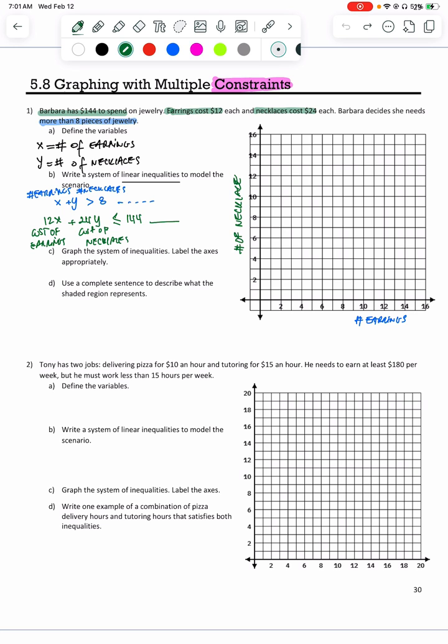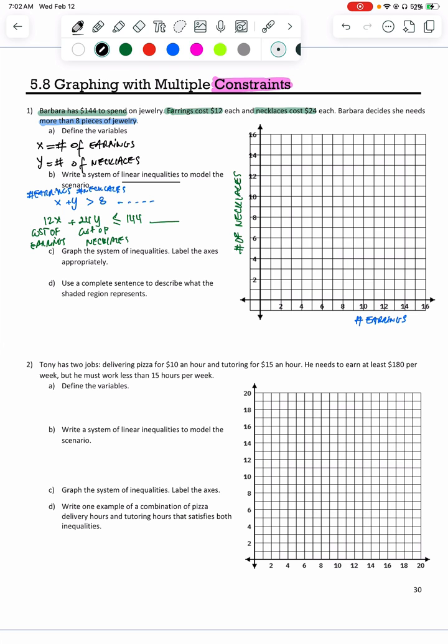Okay, don't just put necklaces. We're looking for the number of necklaces, right? That's specifically what we're looking for. Four necklaces.